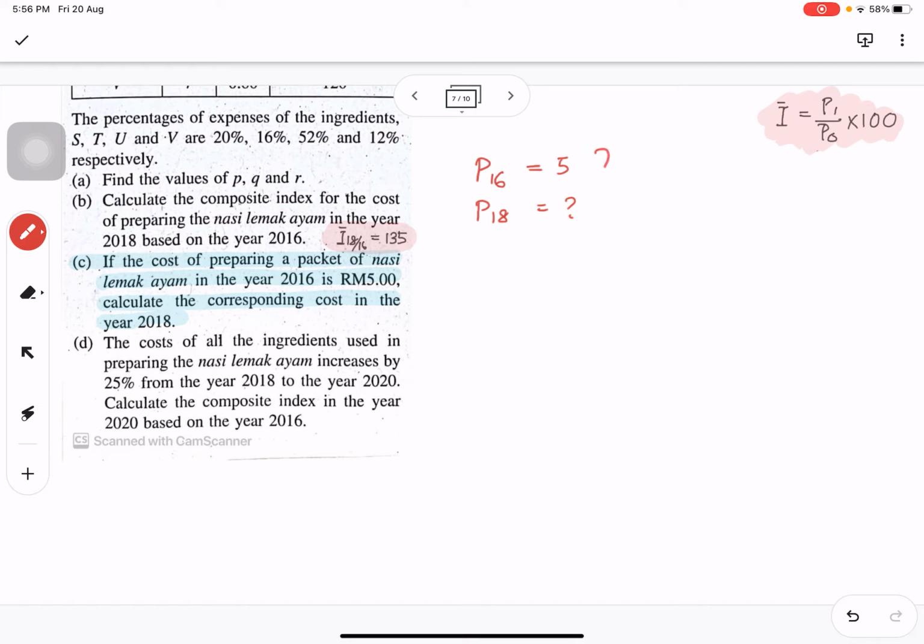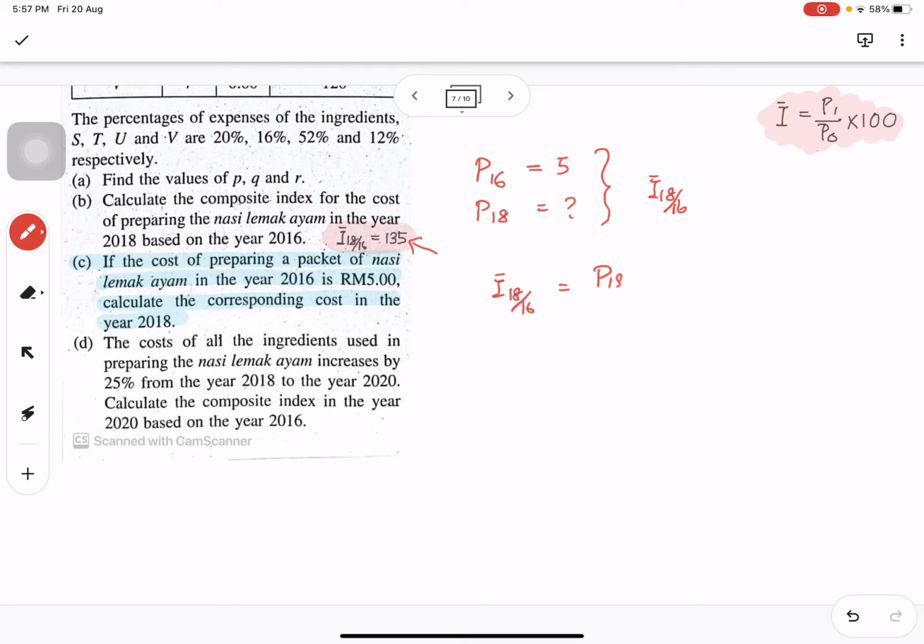For this one, because it is nasi lemak, nasi lemak is a product, so we use I bar 18 over 16. Why is it 18 over 16? Because the years here are 18 and 16. So we need to use the composite index of 2018 based on 2016, which we have here in part B. That's why I said it is important.